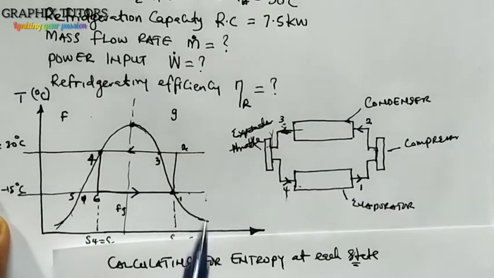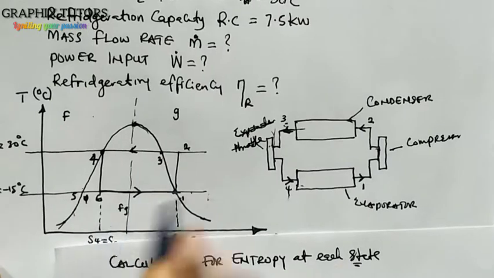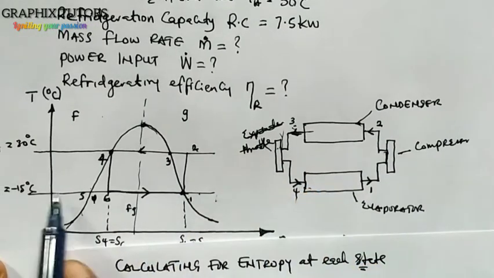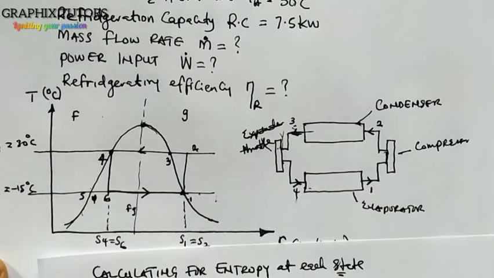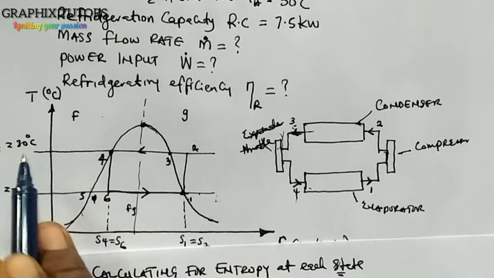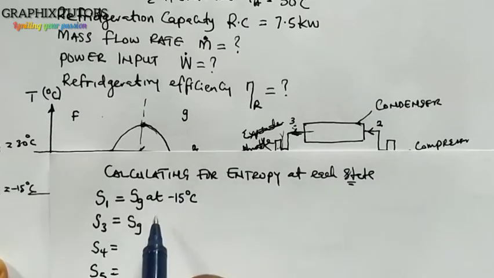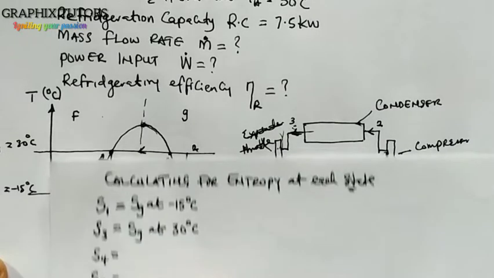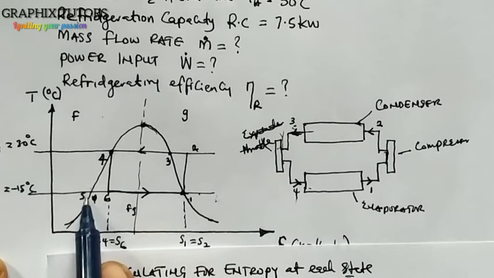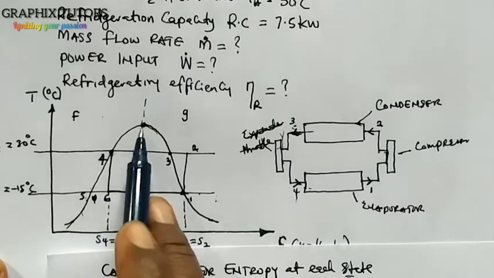Now at state 1, what is the temperature? The temperature at state 1 is minus 15. So I'll put Sg at state 1, this is at minus 15 degrees Celsius. At state 3, we trace it, this is 30. So it will be Sg at 30 degrees Celsius.